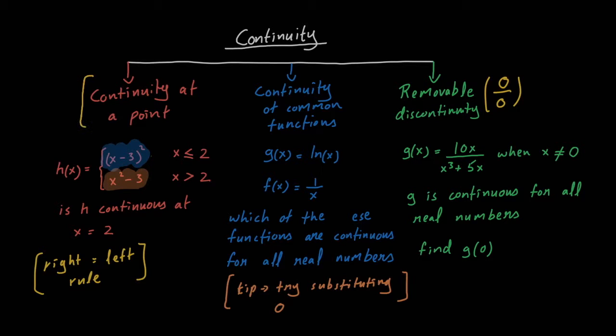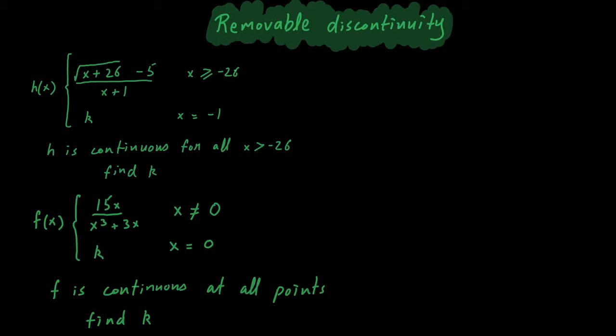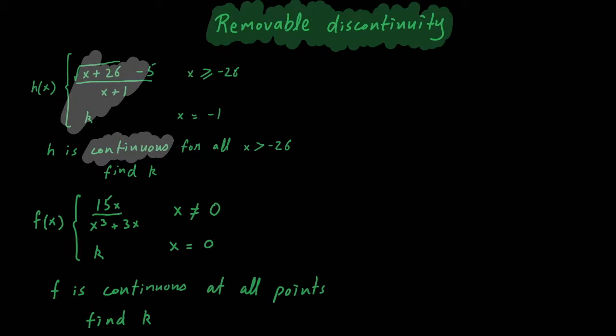So we have already covered the first two, continuity at a point and continuity of common functions. Now let's do some questions for removable discontinuity. So question 1, h of x is, okay, we have two equations over here. h is continuous, so it's a continuity problem. For all values of x above minus x, find k.